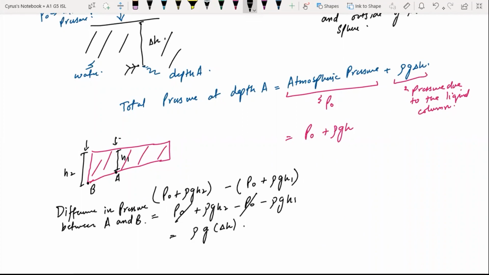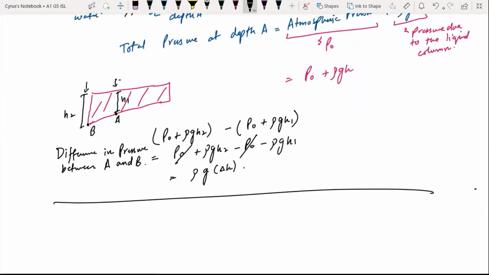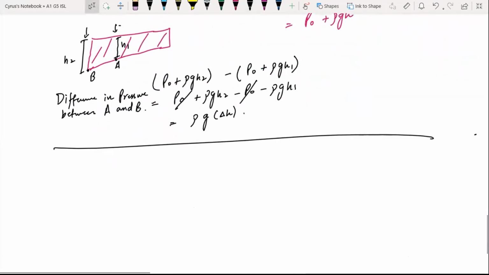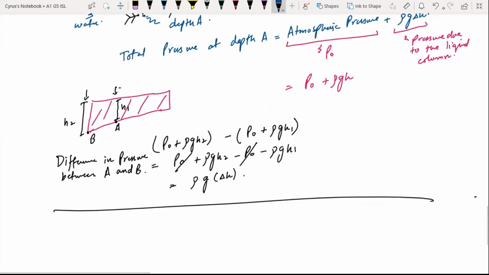Got it? Okay, after that, the next thing we have is atmospheric pressure. We have done this. What is atmospheric pressure? How to measure the atmospheric pressure? Let us talk about that. I have measurement of atmospheric pressure.